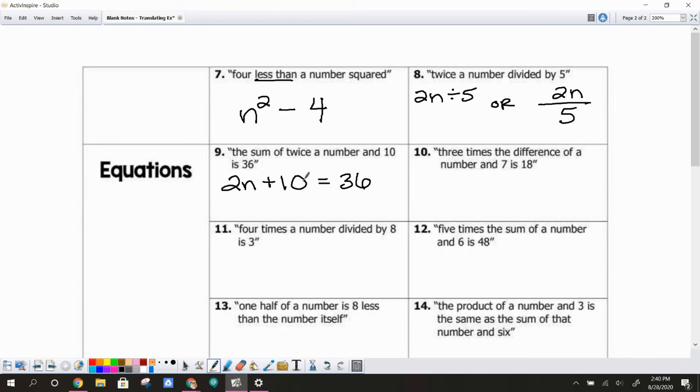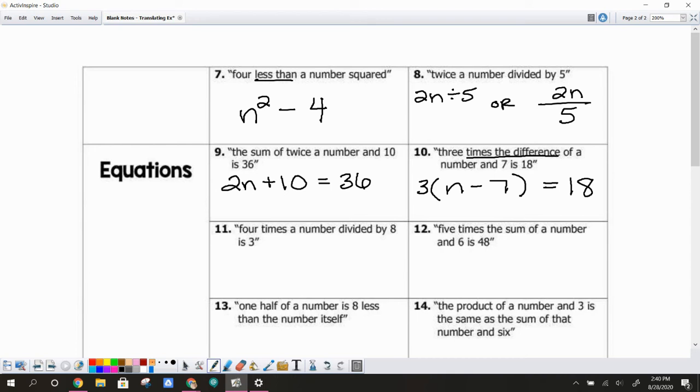For number 10, it says 3 times the difference of a number and 7 is 18. So I know it is 18, so I know it's equals 18. So I can focus on this part, 3 times the difference of a number and 7. So times the difference means that this 3 is going to be on the outside of the parentheses. So 3 times the difference of a number and 7. So the difference of a number and 7 would be subtraction, a number and 7.